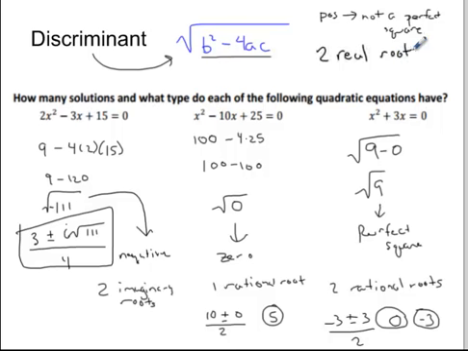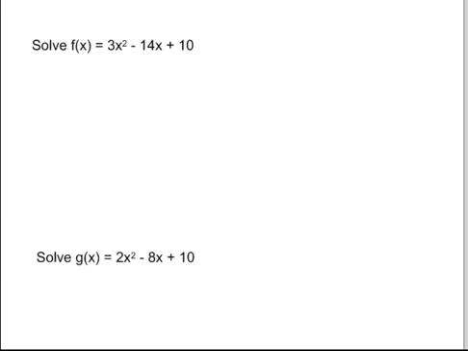So those are all my options. If it's a perfect square, 2 rational roots, that meant it factored. If I had 0, 1 rational root, also would have factored. If I got a negative number, 2 imaginary roots, you'd have to use the quadratic formula for that. It wouldn't factor. If it was positive but not a perfect square, 2 real roots, and you would have had to have factored that one. I'm sorry, you wouldn't have had to factor that one. You would have had to use the quadratic formula for that.